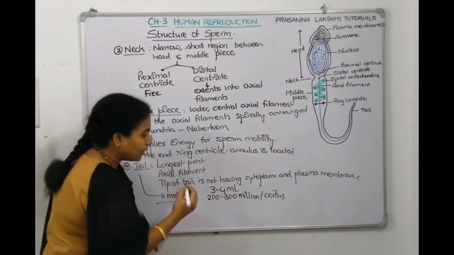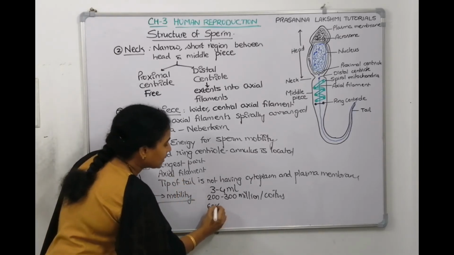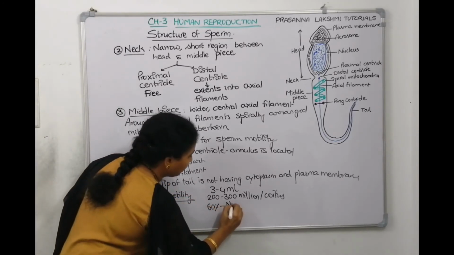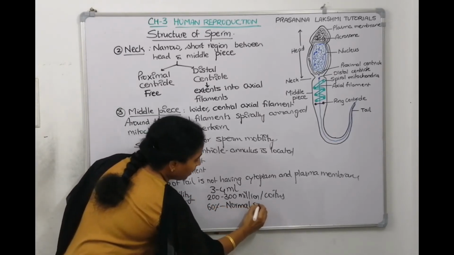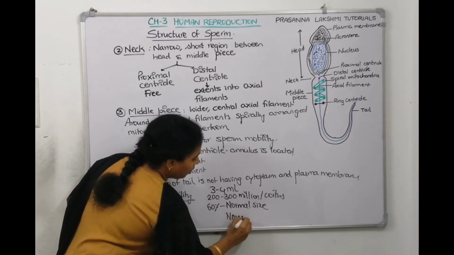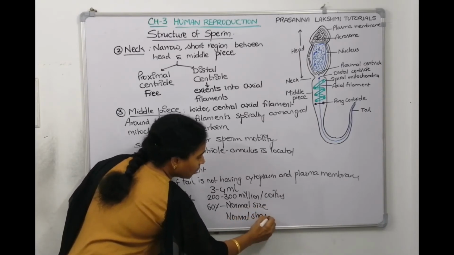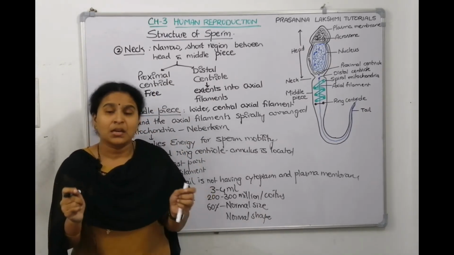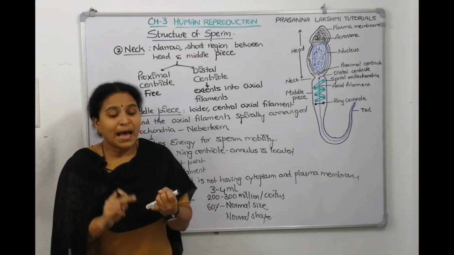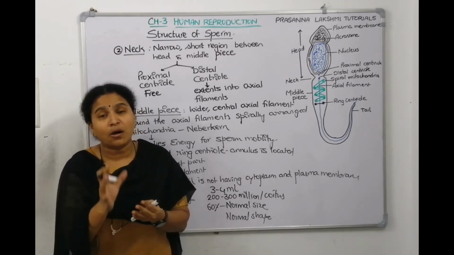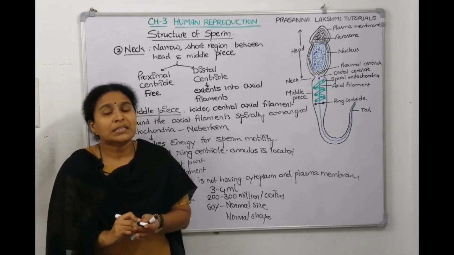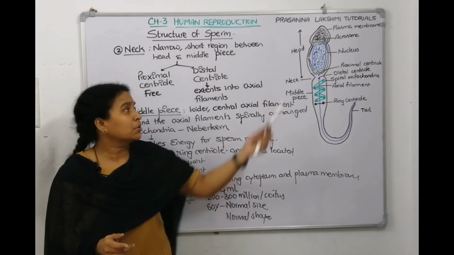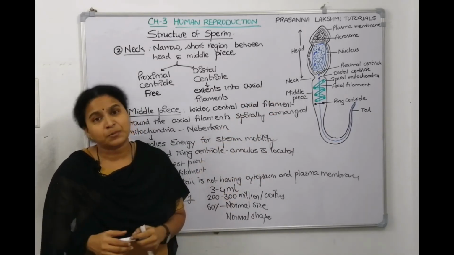Out of this 200 to 300 million sperms, at least 60% of the sperm should be of normal size and normal shape, children. What is normal size? We said it should be 60 micrometers long and 3.5 micrometers in breadth. What is normal shape? Having head, neck, middle piece and tail, all the parts, is called normal shape. Some sperms don't have the tail. Some sperms don't have this much mitochondria. Some sperms don't have the acrosome, like that. Abnormal sperms also will be there.